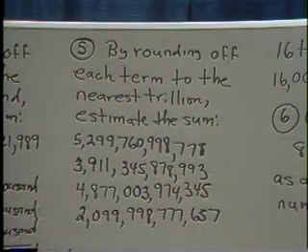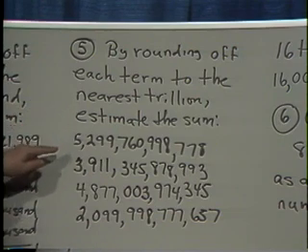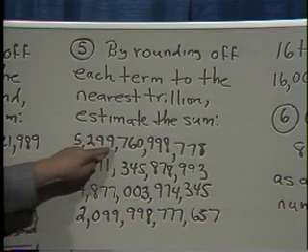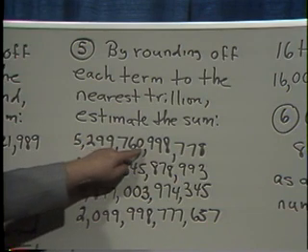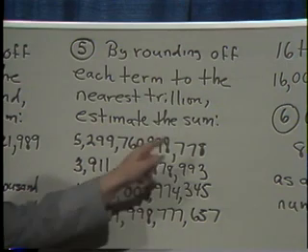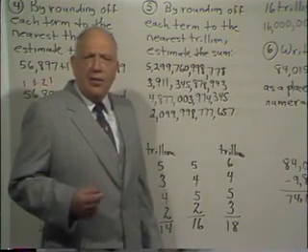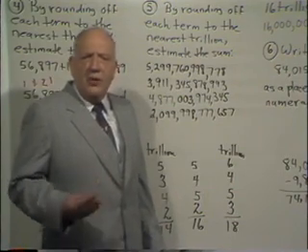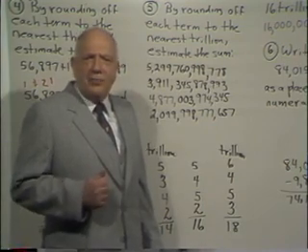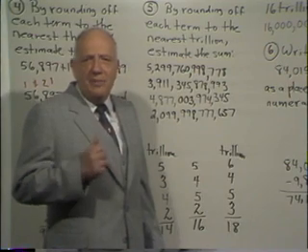It says by rounding off each term to the nearest trillion, estimate the sum 5,299,760,998,778. Heck, that's taking me a long time just to pronounce. What a messy problem this is. But you see, a lot of times you don't care about what we call the small change, the nickels and dimes. When you're on a billion-dollar contract, if you ignore a few pennies, or even a few $100s, or even a few $1,000s, there's no real harm done. What you don't want to do is to ignore $1 billion.